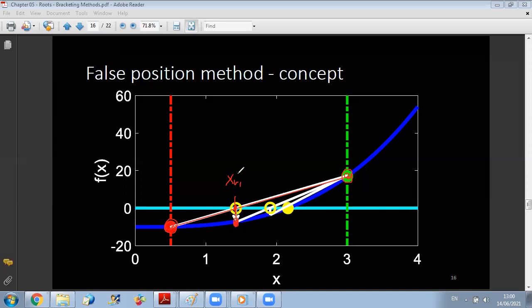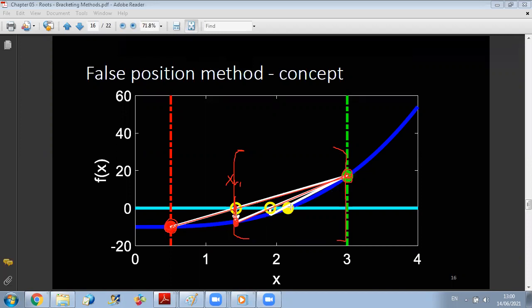It is between xr and x upper. So now my new bracket will be this one, between xr and x upper. Now I will repeat the same procedure. I join the line between the 2 points, between this point at xr and the upper point, and the intersection of my line with the x-axis will give me the new estimate of the root, this one.